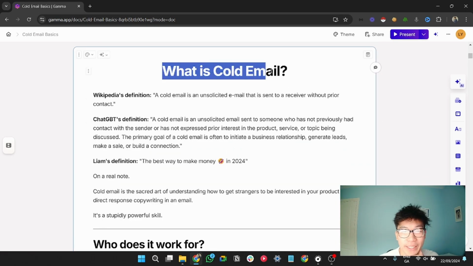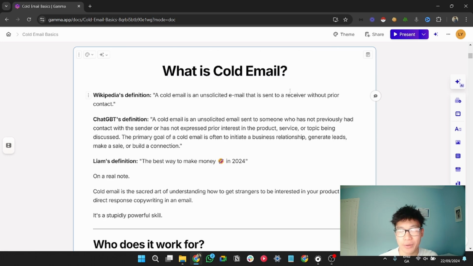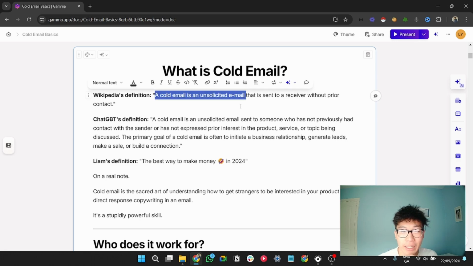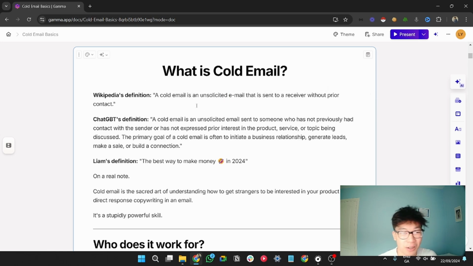So, what is cold email? Is the first question. So you need to figure out what you're actually doing. So I went into Wikipedia, and they said a cold email is an unsolicited email that is sent to a receiver without prior contact. Yeah, fair enough. They didn't actually know what you do, so pretty good.